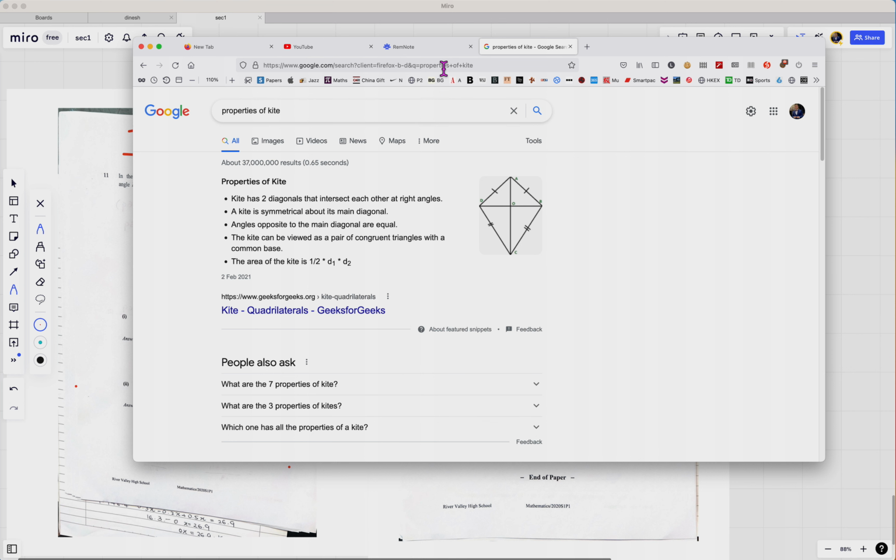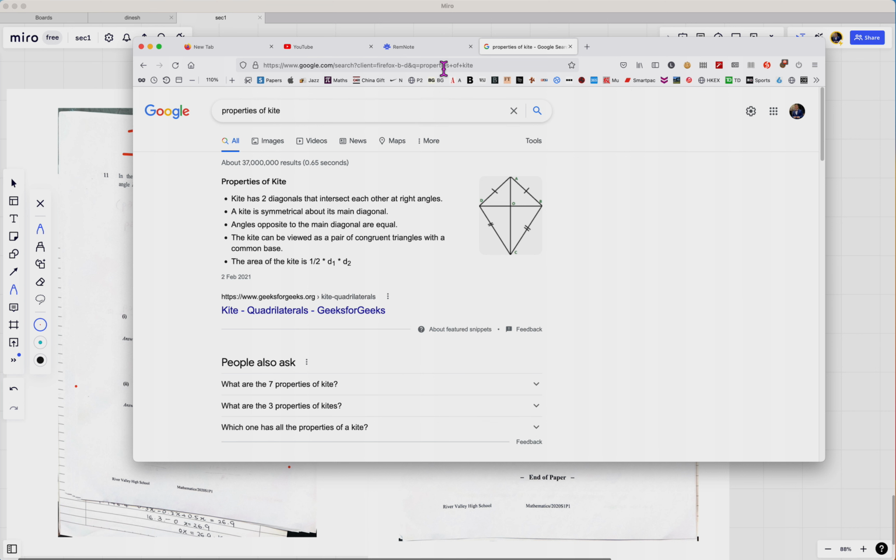Then a kite is symmetrical about its main diagonal. Angle opposite to the main diagonal are equal. A kite is symmetrical about its main diagonal. Oh, this is the main diagonal. Okay, good. So this is the main diagonal. This one, because they are... Oh yeah. But then it doesn't help.